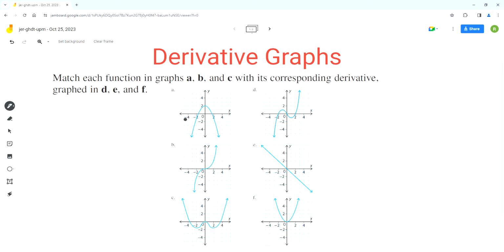So let's start with graph A. Graph A represents a quadratic function because the graph is a parabola. So the degree of this function is 2. That means the degree of the derivative of this function will be 1. And a function with degree 1 is a linear function. That means the graph of the derivative should be a straight line, which is graph E. So that means graph E is the derivative of graph A.